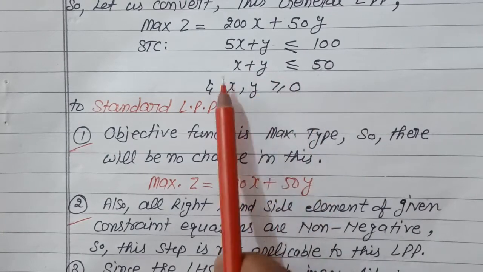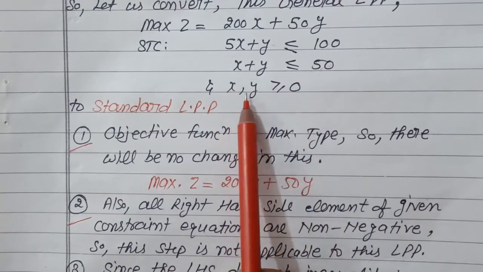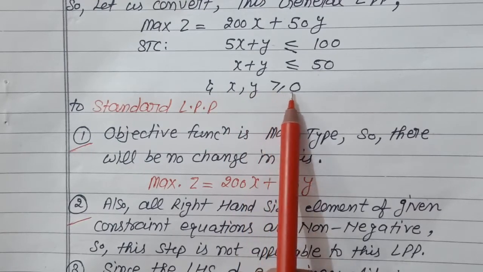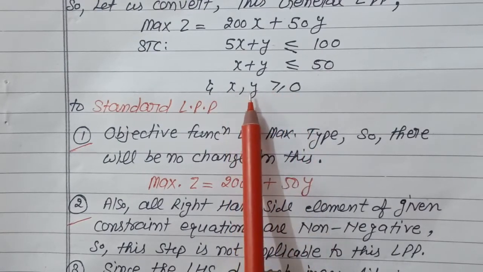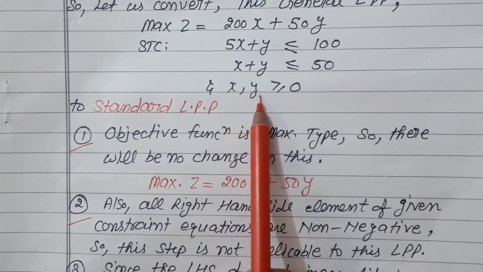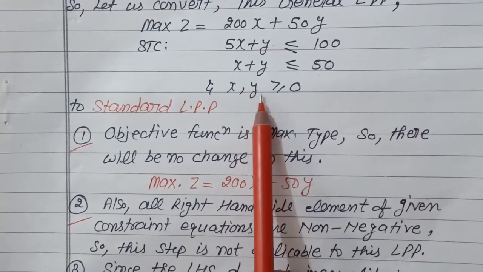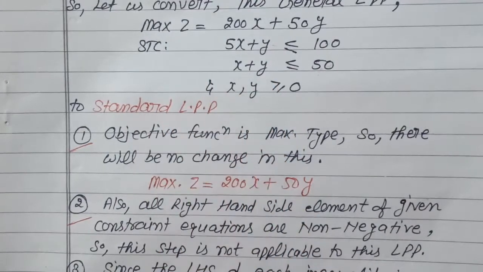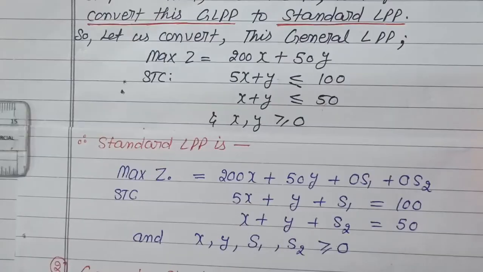Here you will see that in the given equation both x and y are greater than or equal to 0, that is, they are of a non-negative type, so we don't have to change them, and the fourth condition is already satisfied. So now let us write down the standard LPP. Now the standard LPP will be as this.